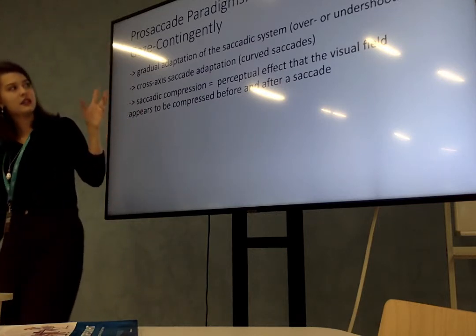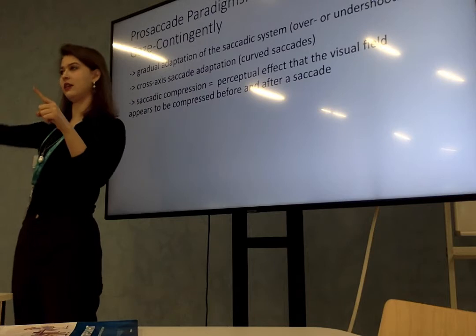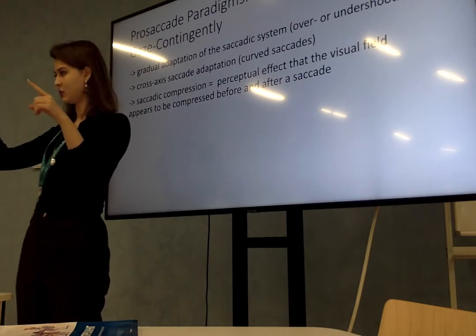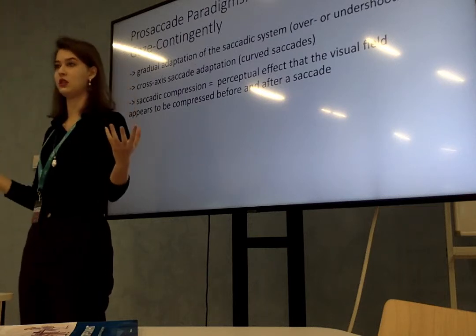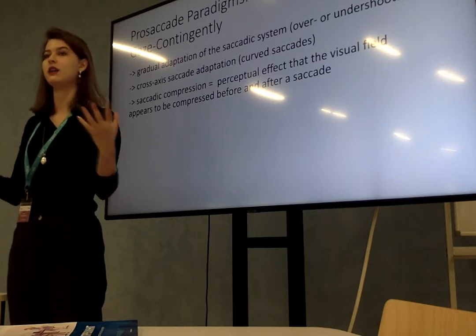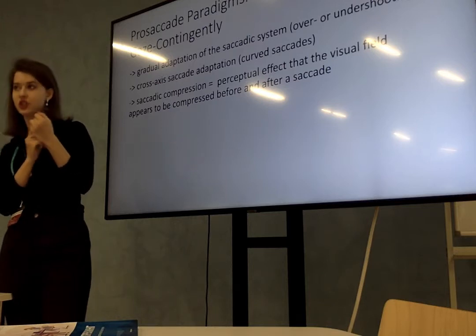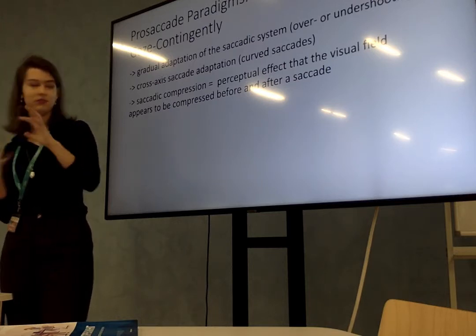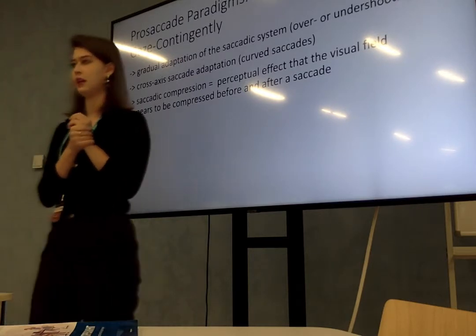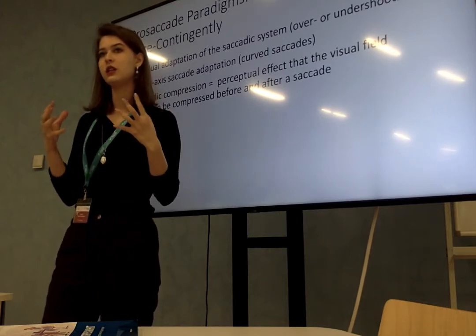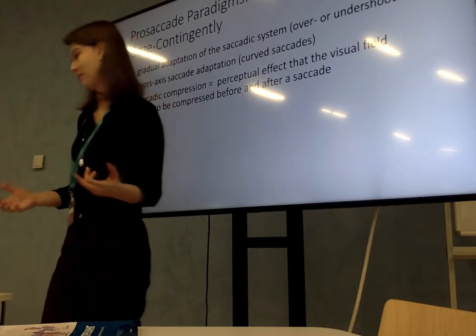And in this type of paradigm, we can have cross-axis saccade adaptation. Basically, they're like that. So we make our eye look at this point. When it does, there is nothing, and actually the saccade is over there. In case there's something in your books, you will know that in here this type of paradigm is used. And we also have saccadic compression. It's the perceptual effect that the visual field appears to be compressed before and after saccade. So our brain is tricked into believing that the field is larger or smaller than it actually is.